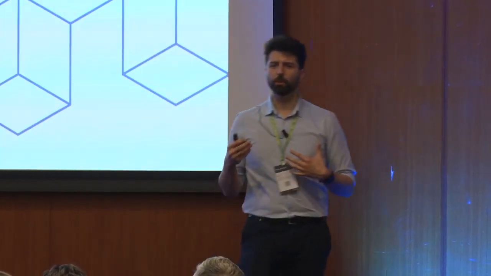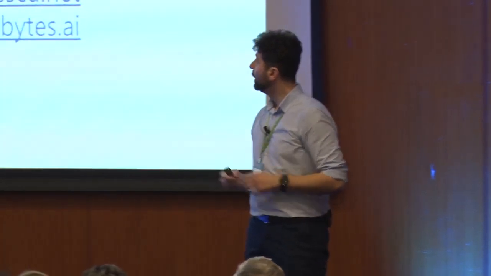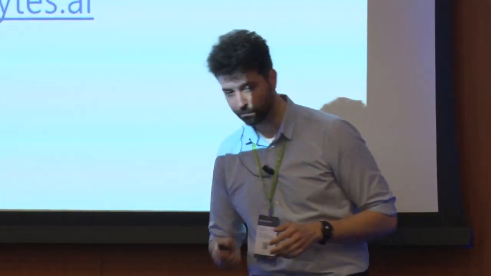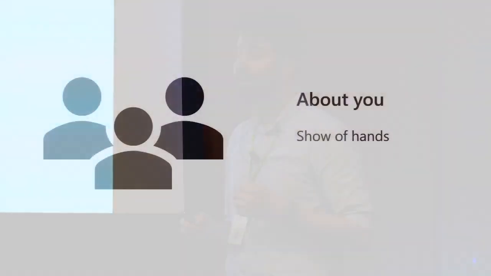Before we start, I'd like to make some introductions. I'd like you to know a bit about me, and I'd like me to know a bit about you, to get to know each other. So in short, I'm Vlad Iliescu. I come from Romania, from sunny Romania, fingers crossed. I'm a Microsoft MVP on AI, and I work at this small but badass company called StrongBytes, where we do all kinds of fun projects for customers large and small. And that's all the introduction for me.